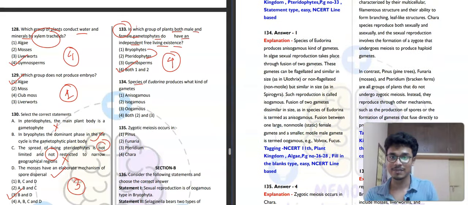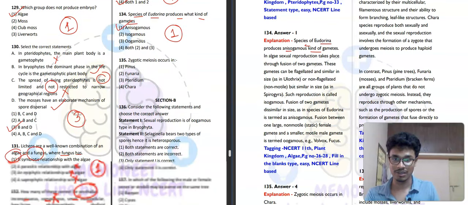It is saying that a species of Eudorina produces what kind of gamete? Anisogamous, isogamous, oogamous, or both 2 and 3. So a species of Eudorina produces an isogamous kind of gamete, and that's why the first option will be our correct answer for this question. You can see this is from the NCERT. Moving towards the next question, that is 135.